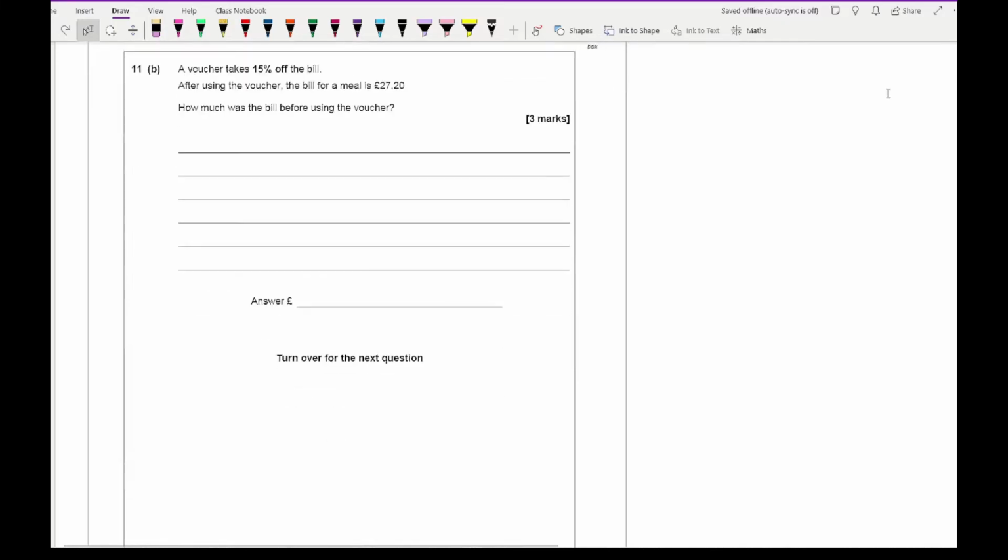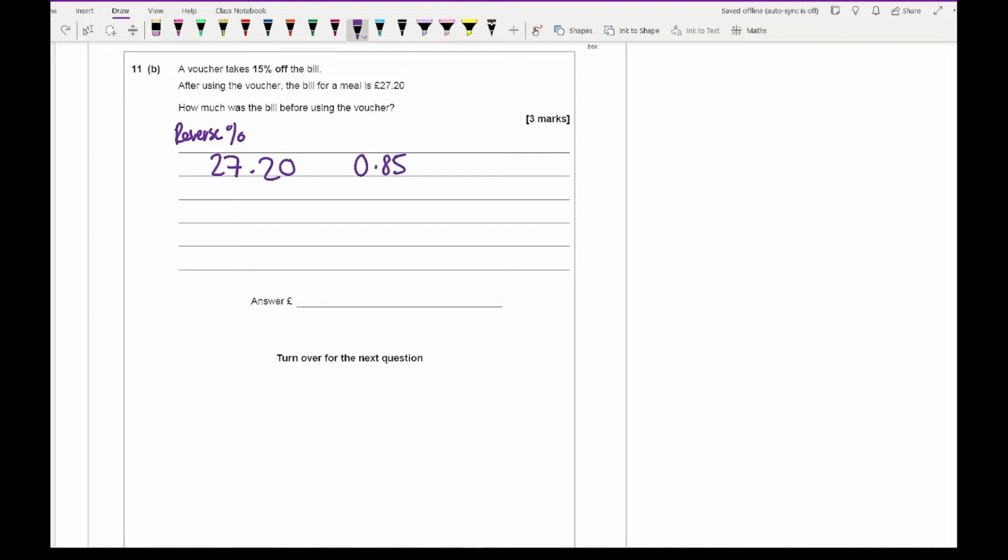So looking at question 11b, it says that a voucher takes 15% off the bill. After using the voucher, the bill for the meal is £27.20. How much was the bill before using the voucher? Now this is basically reverse percentages. So what we need to do is look at the amount, which is £27.20, and the percentage. If we're taking off 15%, that means we're only paying 85%.